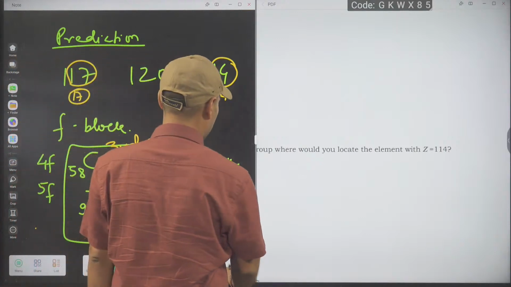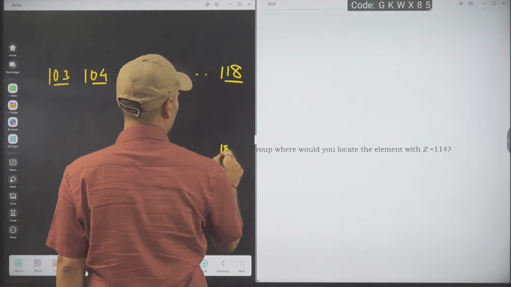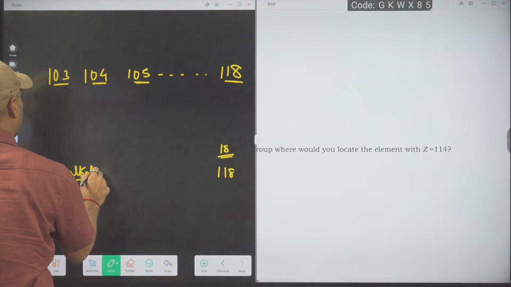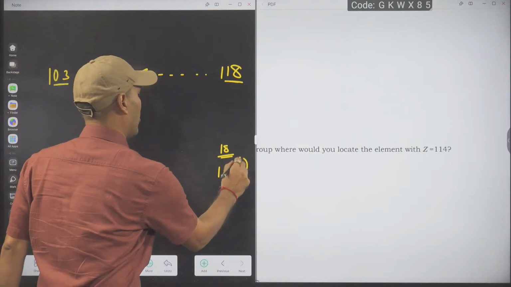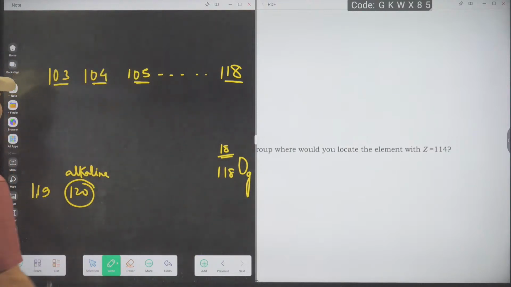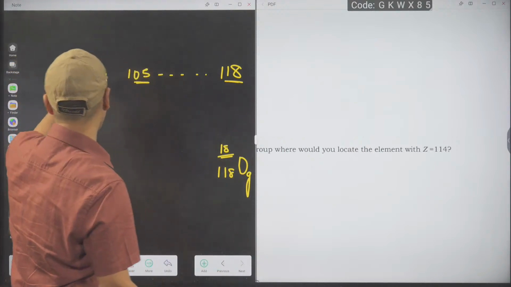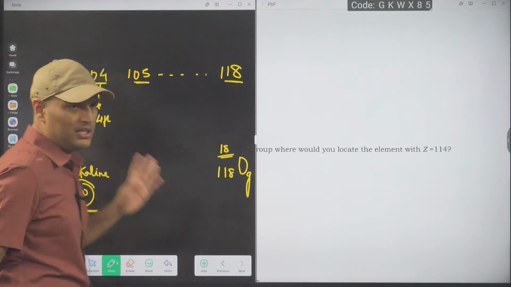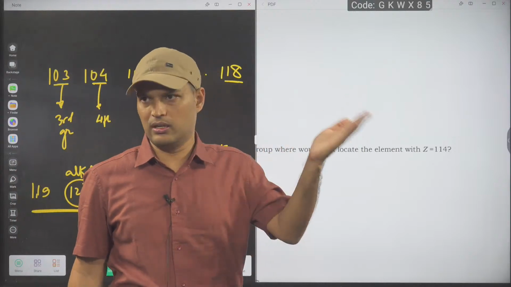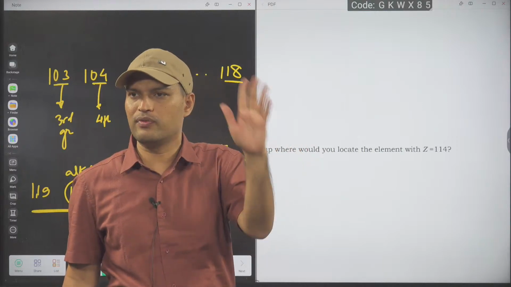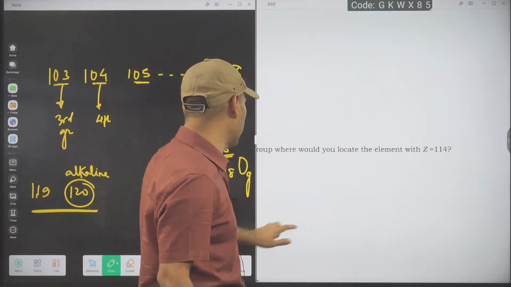Arey, 120, you think like this. 118 finishes here, 18th group. Then you will start new, 19, 20. So this is alkaline earth metal. 118, period finished. Then come to the next period. These are imaginary, so 120 is the second group. So what you have to remember: the third group, the fourth group. From this question, I say you must know the F block configuration, starting and ending, and 103 to 118. Whatever comes, we know the group number at least.